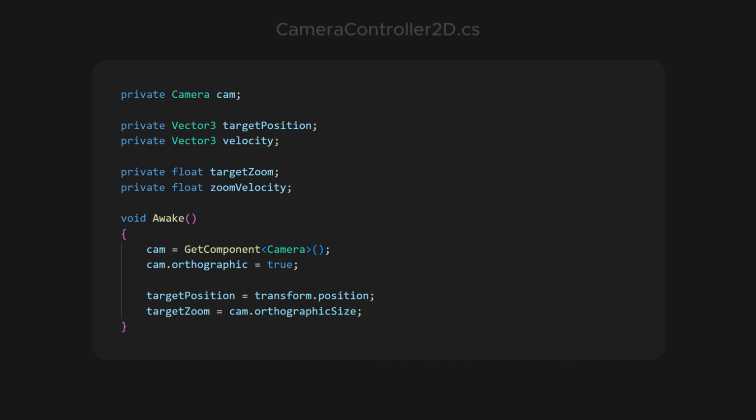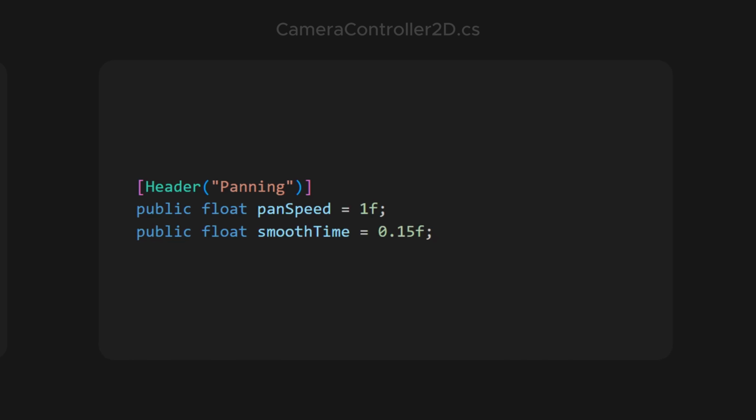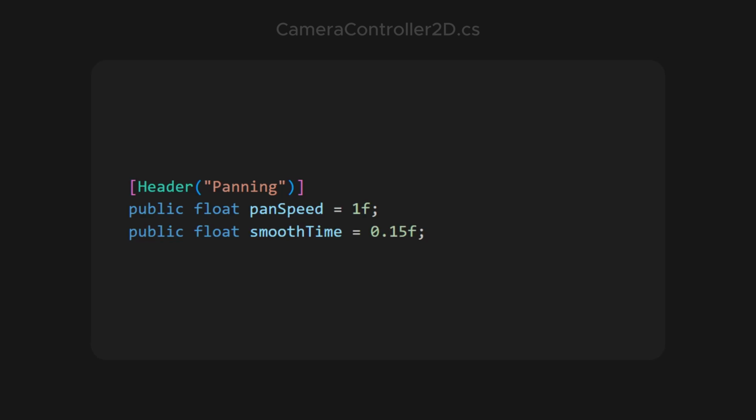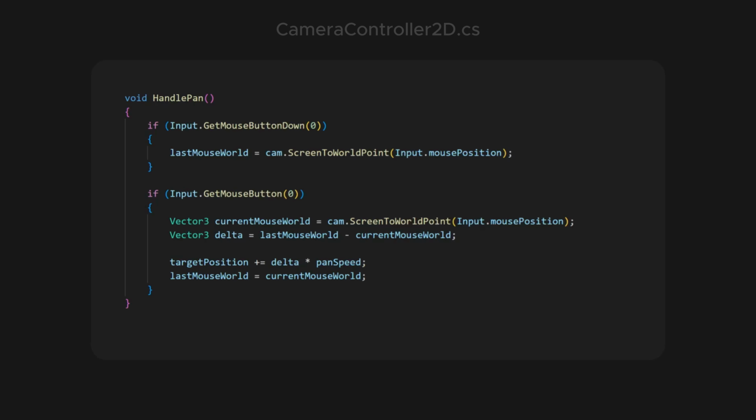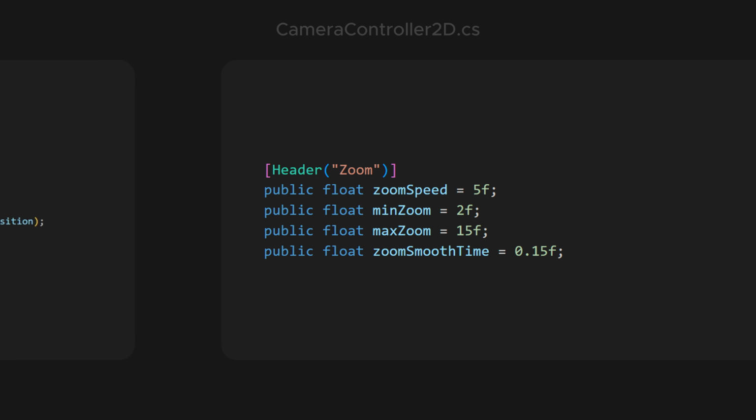Heading into our code, I first created a script called CameraController2D, and I added a few variables for the camera, position, and zoom. Then in the Awake function, I initialize these variables. Then for panning, I'll add a few variables, and in a function, I'll record the target position. When clicked, we set the last mouse position to our current world position, then update the current position while dragging, also taking into account the pan speed.